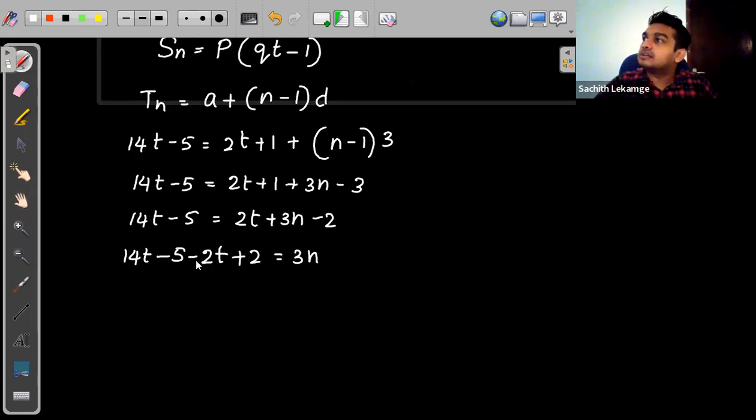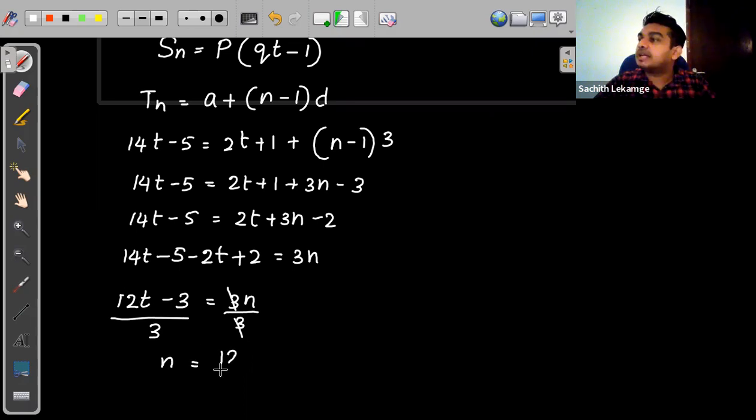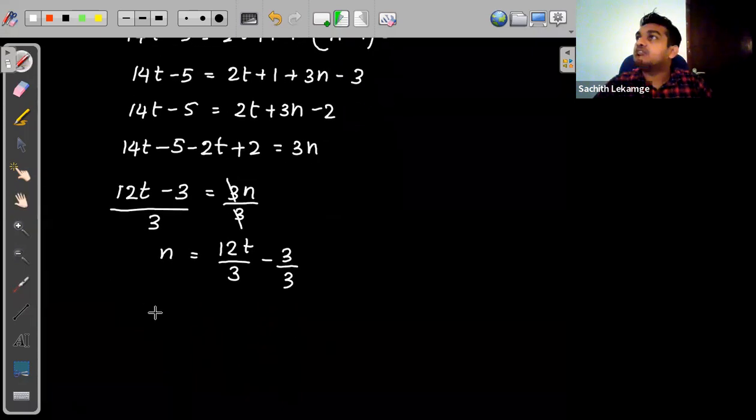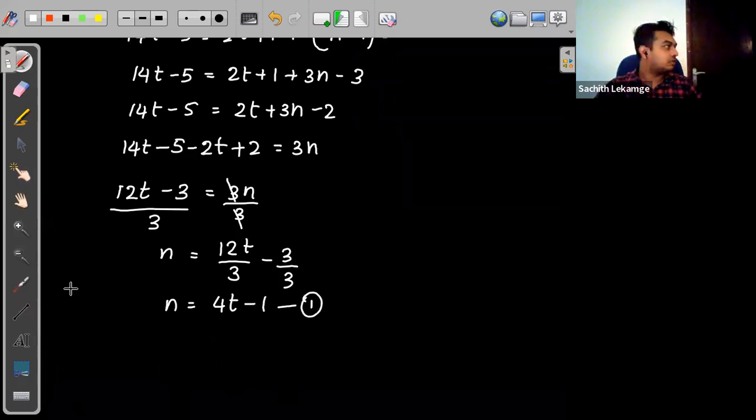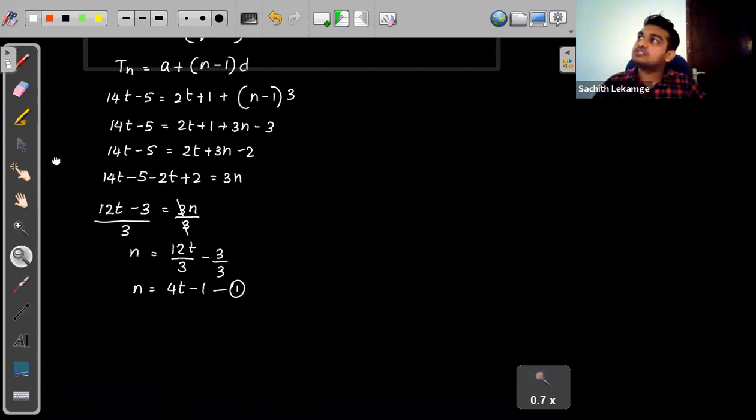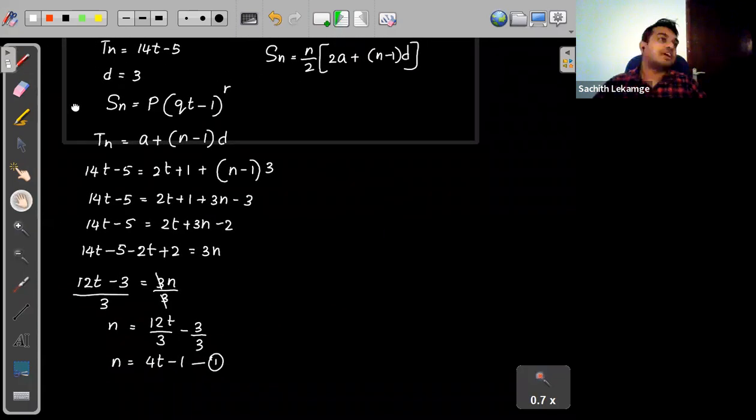Right, I'm getting 14t minus 2t, 12t minus 5 plus 2, that is 12t minus 3, equals 3n. I'm dividing both sides by 3. N equals 4t minus 1, equation 1. I don't know whether I'm doing this correctly or not; I'm just doing something. This is what I know. I have only two equations, so I'm substituting them and trying to figure it out.